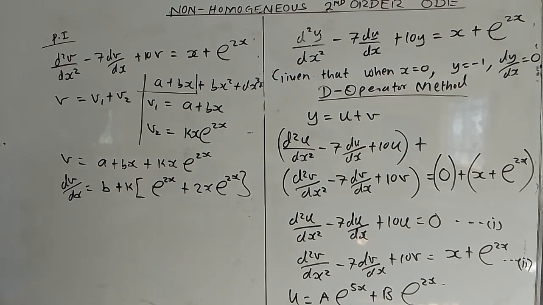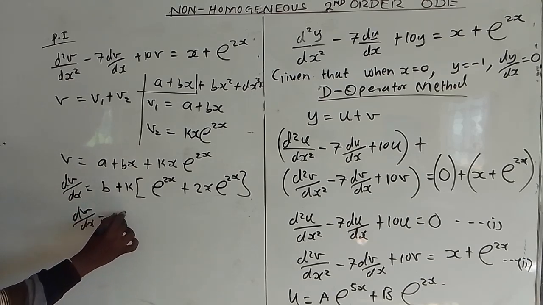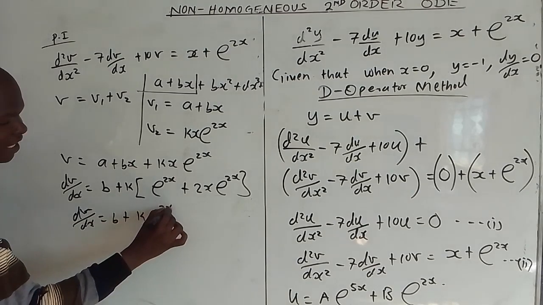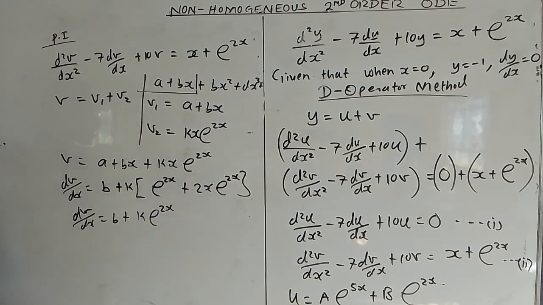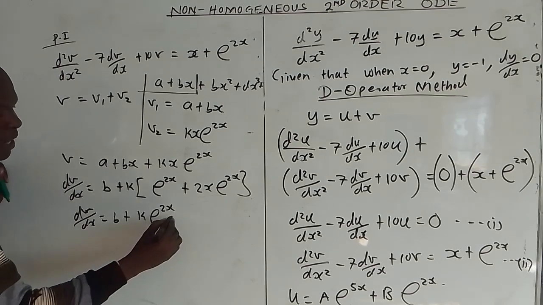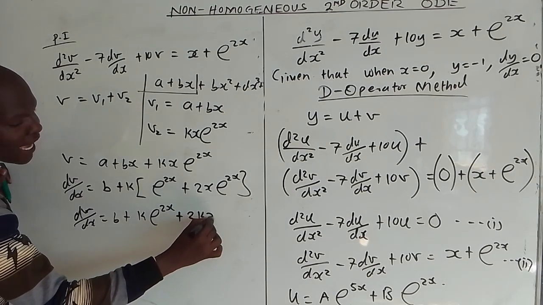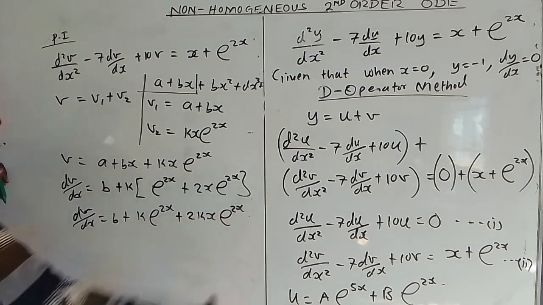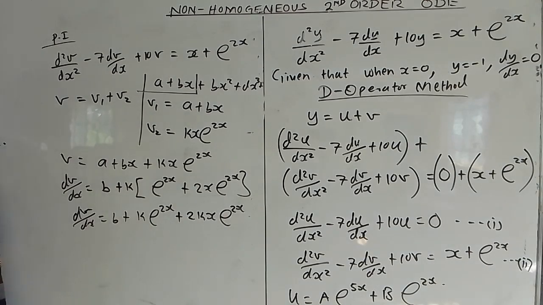So after that, open that and take k inside. dv over dx is b plus k exponential 2x, k multiplies everything inside the bracket, isn't it? Then it is plus 2kx exponential 2x. Are we together? Move to the next one.